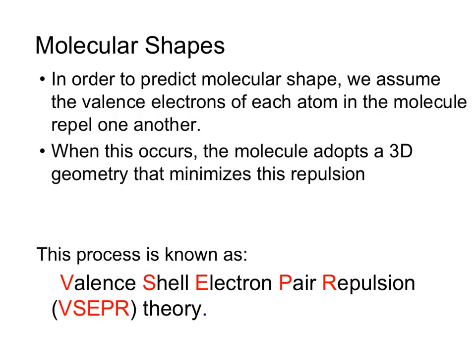Now that we have a basis of thinking of molecules and representing them in three dimensions, we're going to look at how we can actually predict the molecular shape of molecules. Valence electrons, or electrons in general, remember, will repel one another. And so molecules will adopt a three-dimensional geometry that helps to minimize that repulsion. In other words, the electrons will look to get as far away from each other as they can. The theory that allows us to use this idea in order to predict the shape of molecules is known as valence shell electron pair repulsion, or the VSEPR theory.